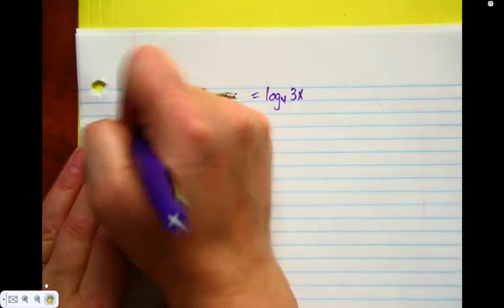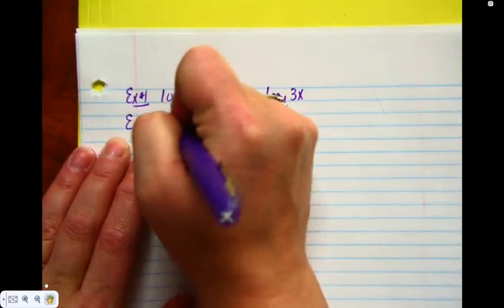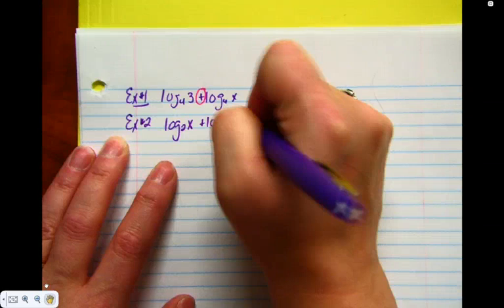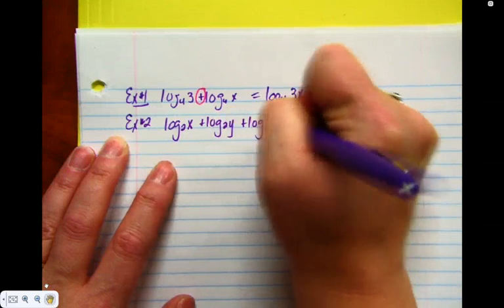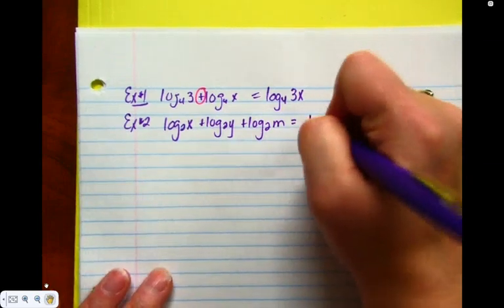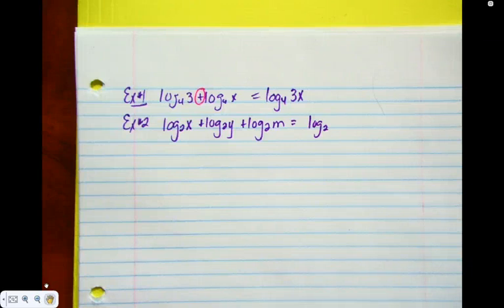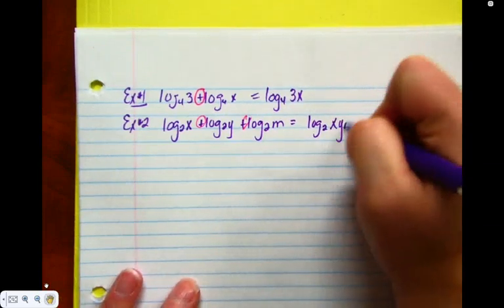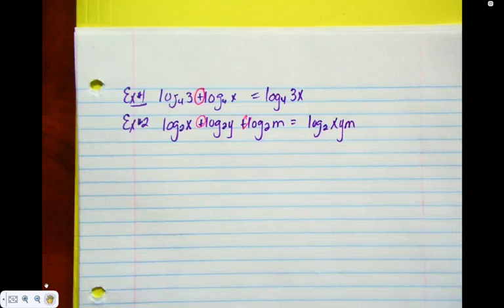Example number 2, same law, we're just going to add in a 3rd term. Log base 2 of x plus log base 2 of y plus log base 2 of m. Simplifying, again, means getting smaller, so you're ending up with 1 log, 1 base, and a bunch of stuff after that. So I can simplify this all down into log base 2. And because it's adding, I can just smush them all together as multiplying: x, y, m. Questions so far?